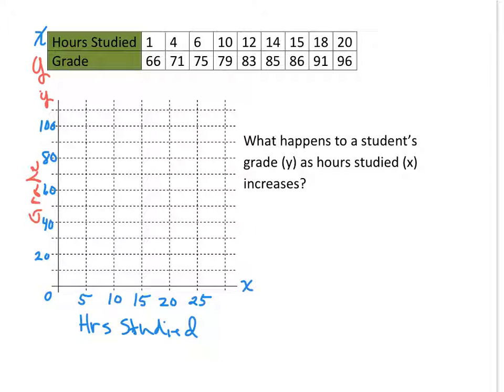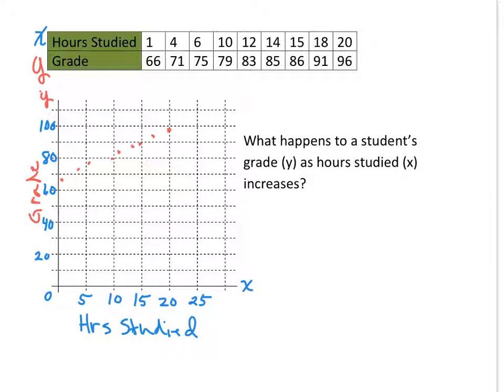So I'm going to plot our points. I'm just going to be approximate. 1 hour of study gets you 66, so that would be right about here. 4 hours studied is 71. 6 hours is 75. 10 hours is 79. 12 is 83. 14 hours is 85. 15 hours is 86. 18 hours is 91. And 20 hours is 96.